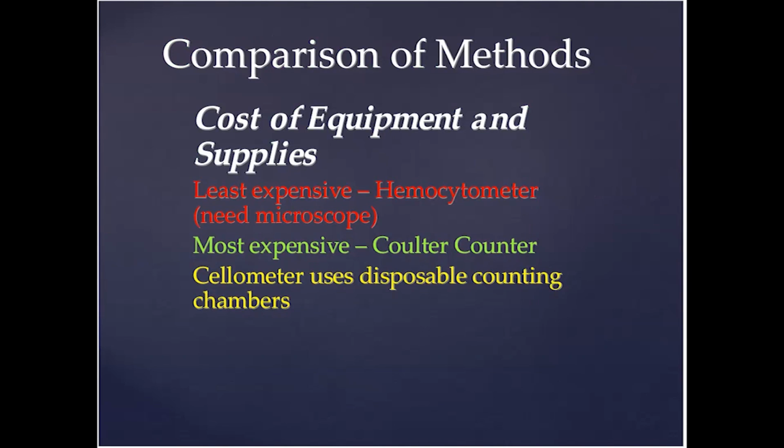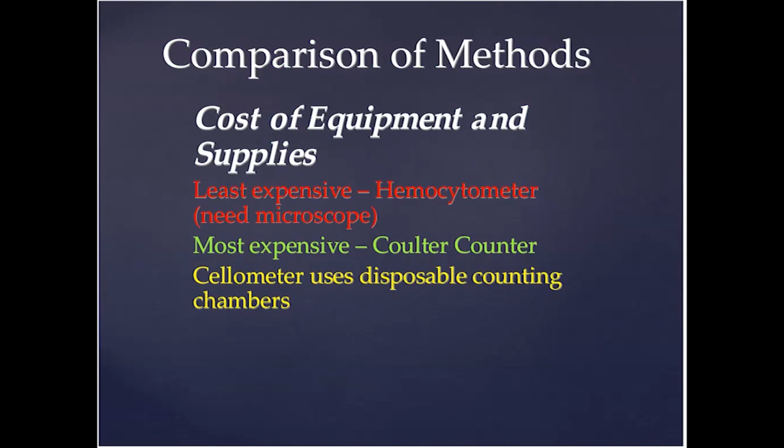And of course the Hemocytometer, as you may have guessed, is the least expensive because you really only need to purchase a Hemocytometer, a little handheld counter, and of course you need a microscope. That's probably the most expensive part, but most laboratories do already have a microscope in place. Hemocytometer is maybe $120.